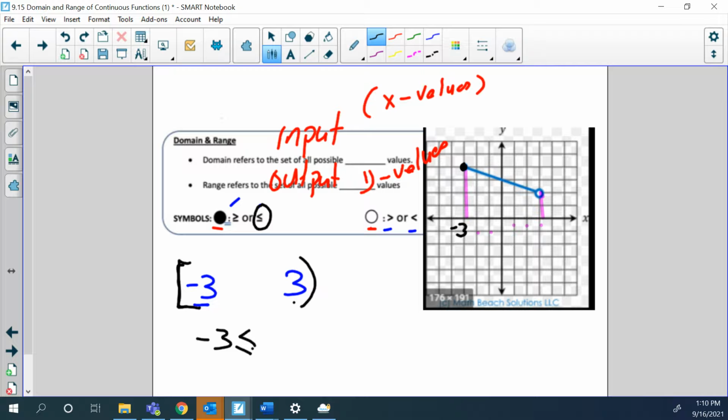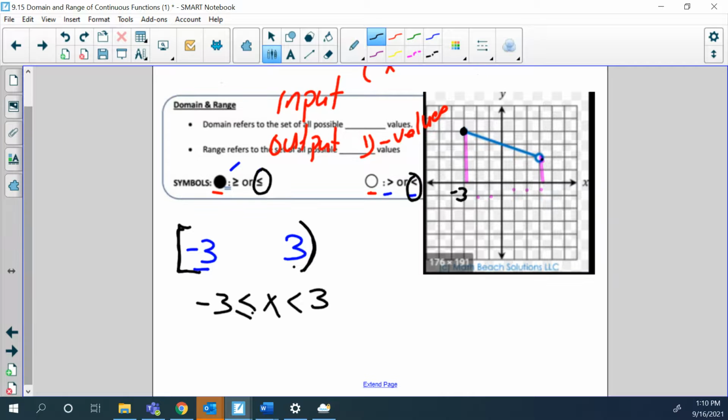On the right side now, we know we're going to have a 3. It's an open circle, so I'm going to use the less than symbol. And that's just the same as the curve bracket. Now, because we're talking about domain, we just put the x in the middle. All right, and that's the domain.